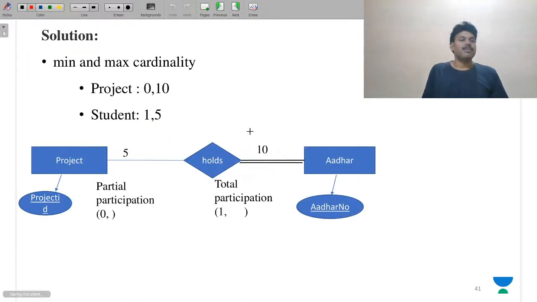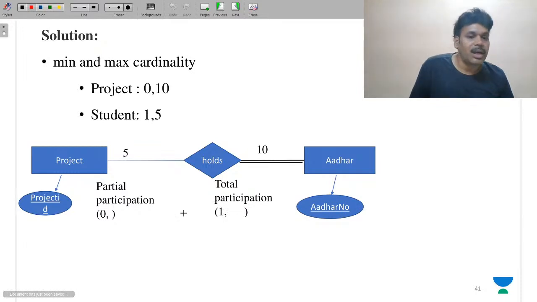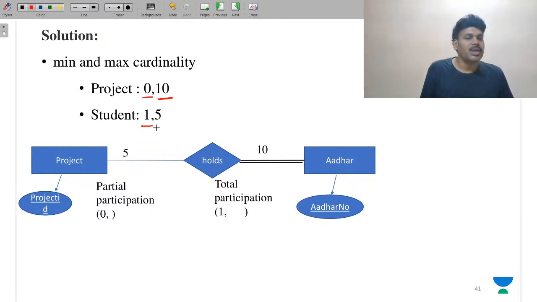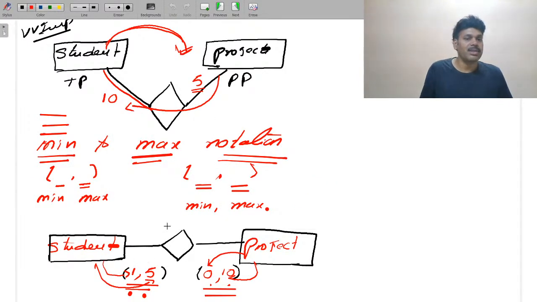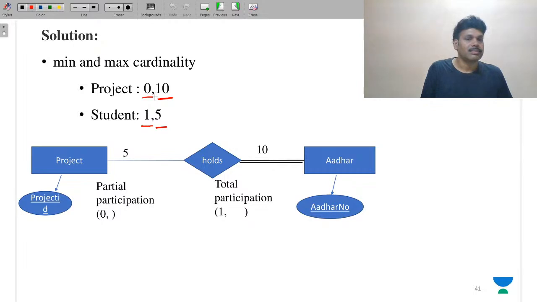So friends, this is the min-max cardinality of the previous diagram. Project 0 and 10, student 1 and 5. Same, already we have discussed here. Student 1 and 5, project 0 and 10, as the project is partial and the student is total.